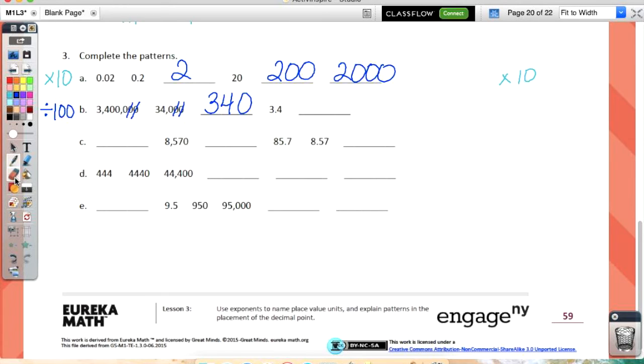Okay? So the next one, 3.4, which way am I going for divide? To the left. How many for 100? 2. 1, 2. Get your highlighter and add 2 zeros. Fill in with your zeros. 34. Get rid of your old decimal, right? And what's my answer? 34 thousandths. Very good.